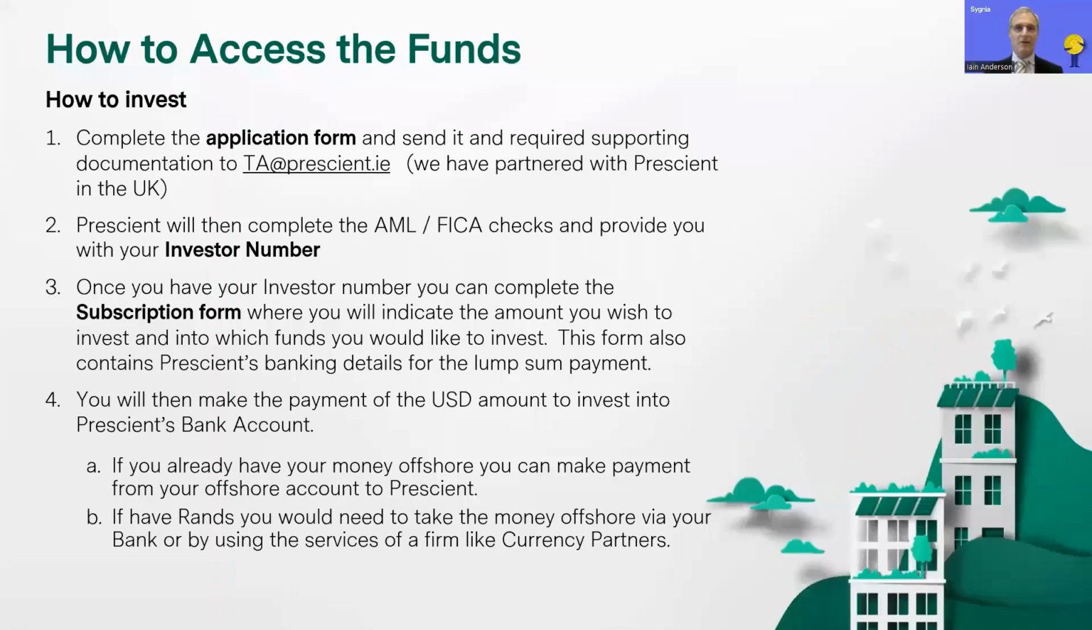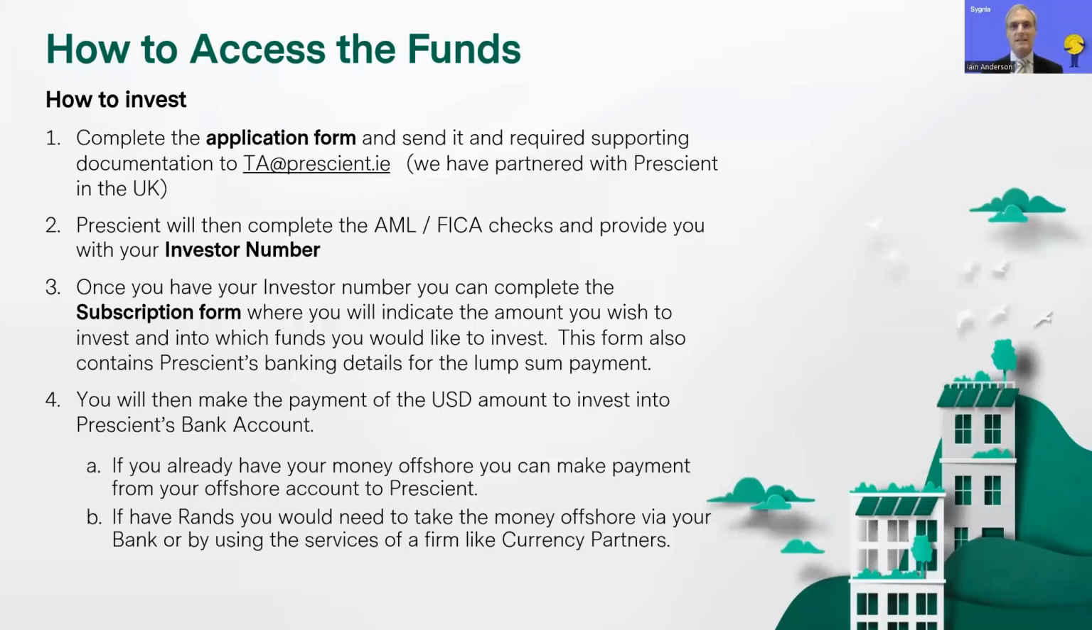So now for the technical part, and apologies if this is a bit dry and boring, but it is important. And as I said, it is a different process than what we're used to in South Africa. So it's a two-step process. And the first thing an investor must do is complete an application form. And this is an application form for Prescient.